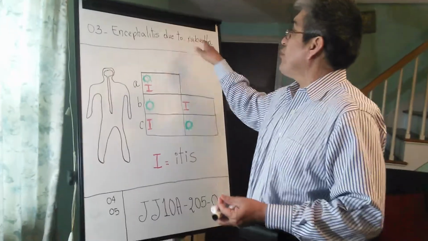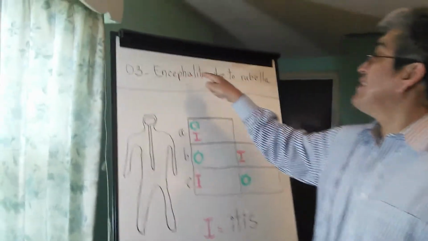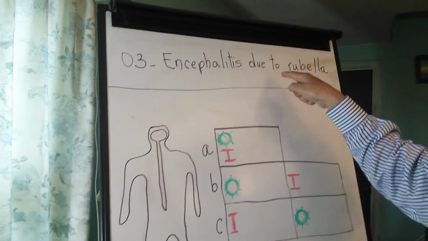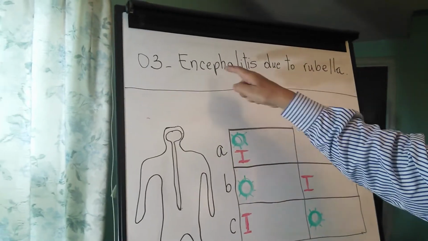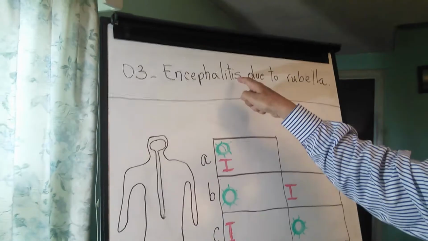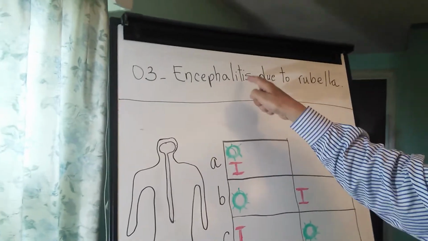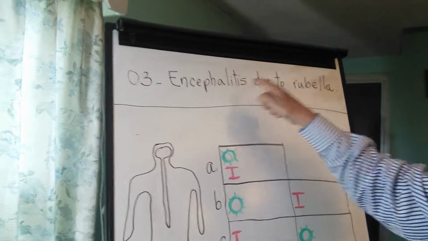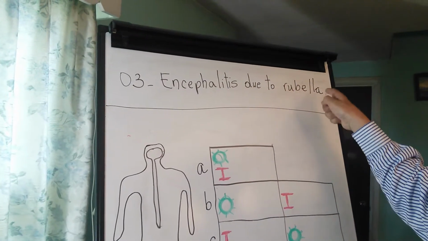The problem reads 03, encephalitis due to rubella. Encephalo means brain and itis means inflammation. So this is an inflammation of the brain due to a virus that is called rubella.